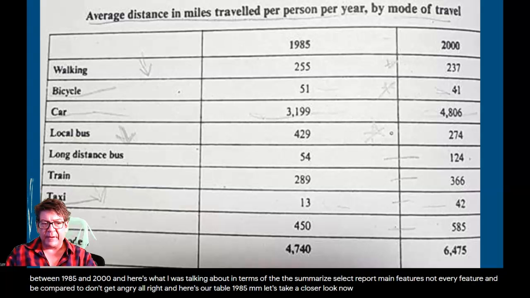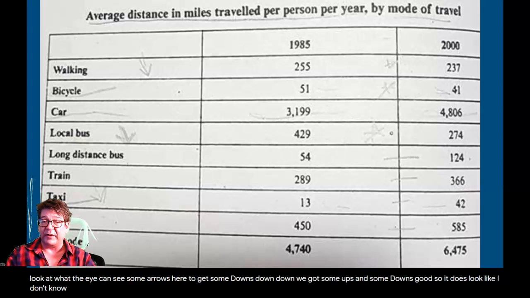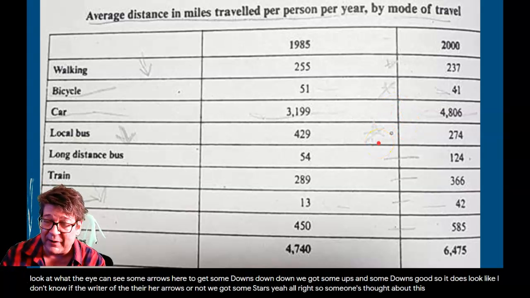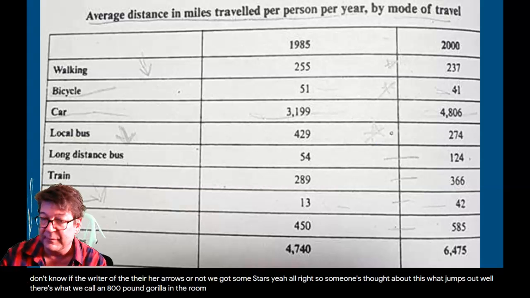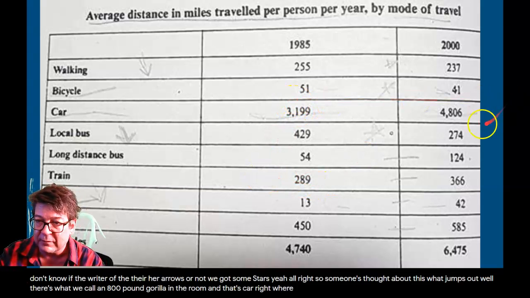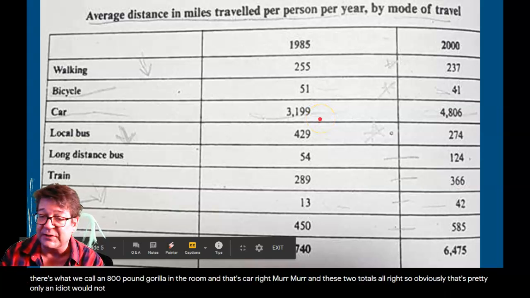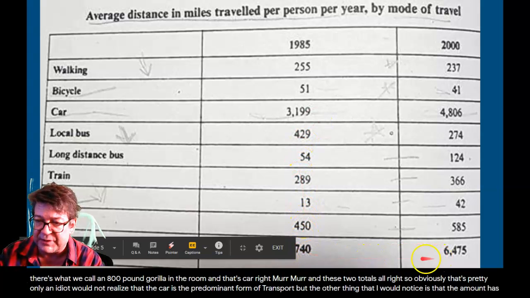Now, here's the first thing. Take some time and look at what stands out. It does look like someone's thought about this. What jumps out? Well, there's what we call an 800-pound gorilla in the room, and that's car, right? And these two totals. Obviously, only an idiot would not realize that the car is the predominant form of transport. But the other thing that I would notice is that the amount has increased as well.